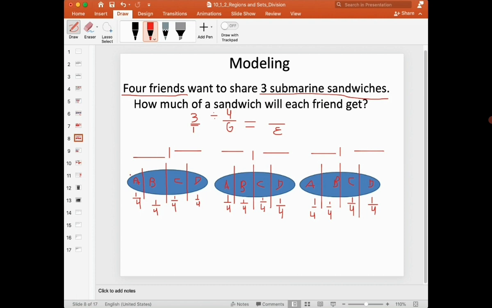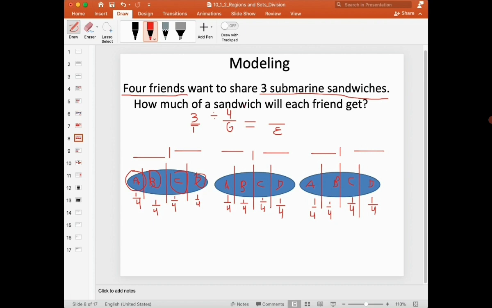So we're going to call each friend A, B, C, and D. Friend A can get this piece. Friend B can get this piece, friend C can get this piece, friend D can get this piece. We cut this one into fourths. Friend A, friend B, friend C, friend D can each get 1 piece. This one into fourths. Friend A, friend B, friend C, friend D.